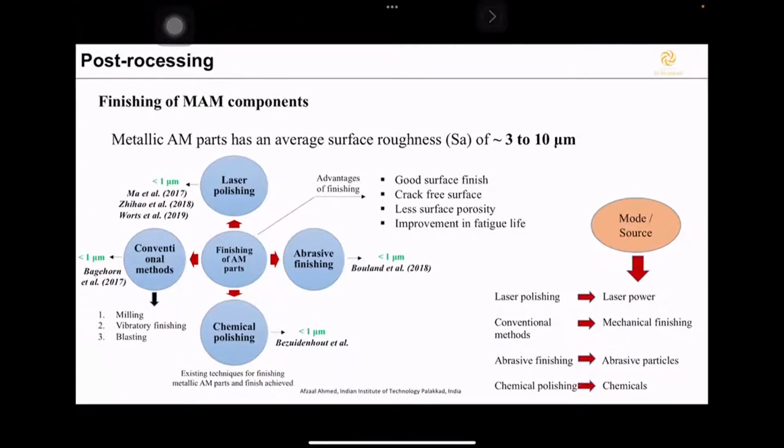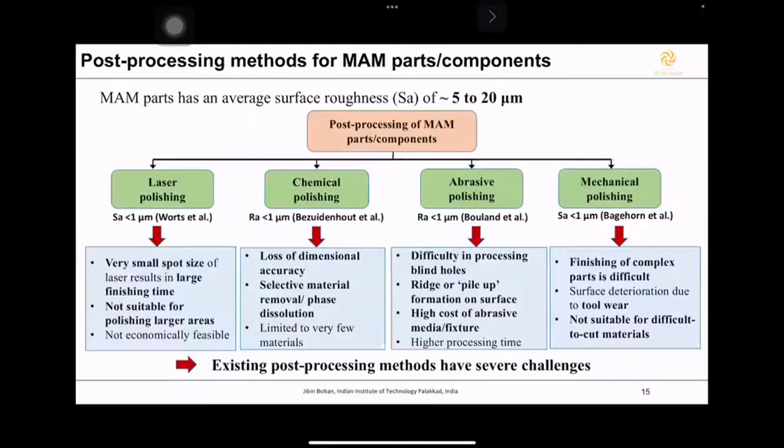In the case of laser, this is basically a thermal process with limited spot size. I think I've kept a slide on this, so let us go to that. Let us talk about the individual limitations of these processes. If you talk about laser polishing, it has a very small spot size, so if you have to do a bigger job or a bigger workpiece, it will take ages to complete that job. The spot size is very small, so polishing using that may not be feasible.